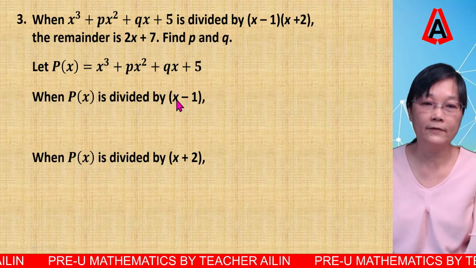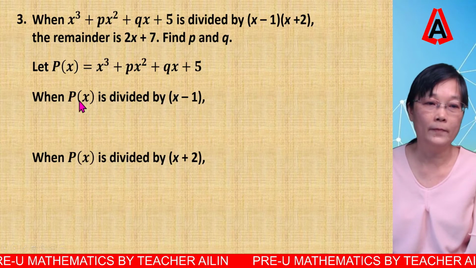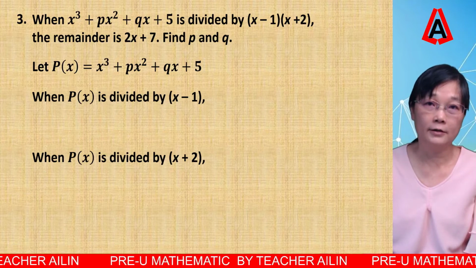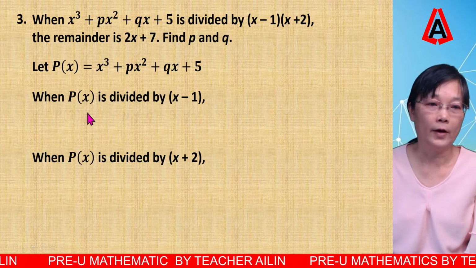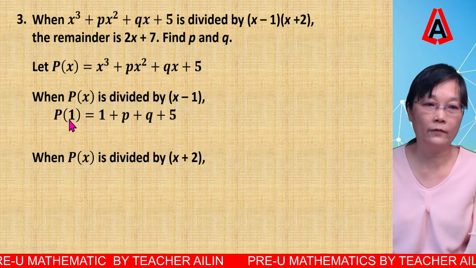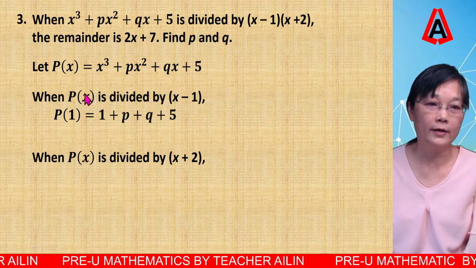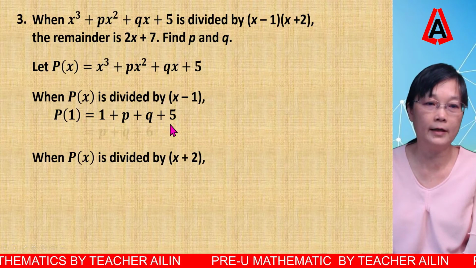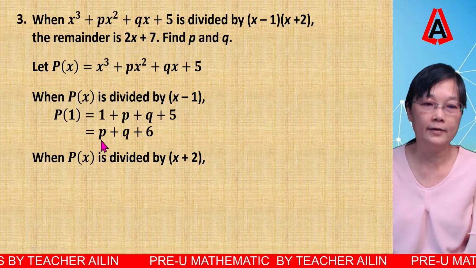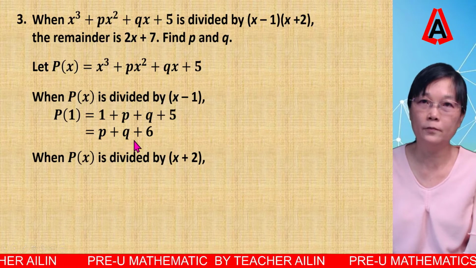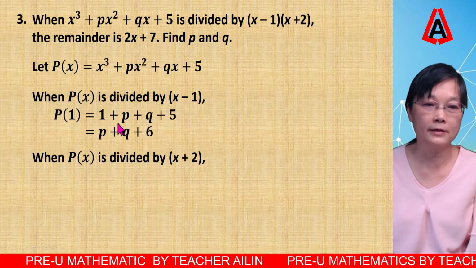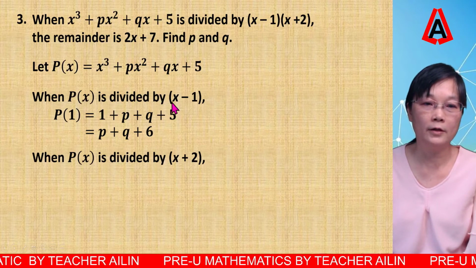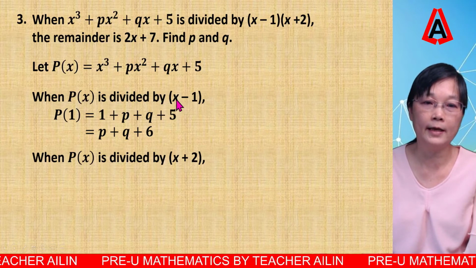For the first divisor, x minus 1, when p(x) is divided by this linear divisor, based on the remainder theorem, I can replace x with 1. When I replace x with 1 into this polynomial and simplify, I find that it is p plus q plus 6. So this is the remainder when this polynomial is divided by x minus 1.